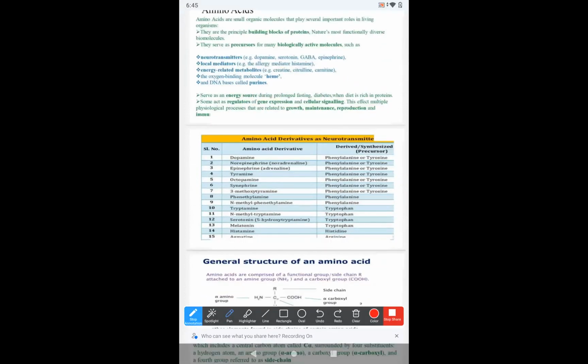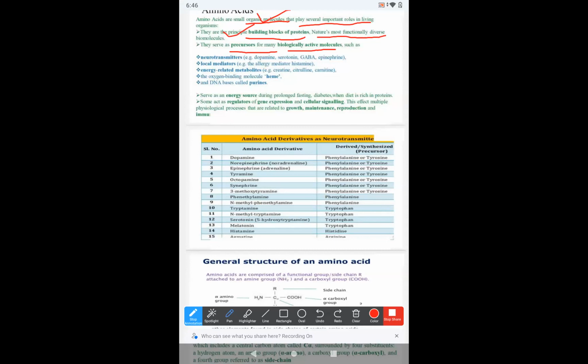Now we discuss amino acids. Amino acids are small organic molecules that play several important roles in living organisms, and they are the building blocks of proteins. Amino acids are nature's most functionally diverse molecules, and they are microbiomolecules. They serve as precursors for many biologically active molecules.